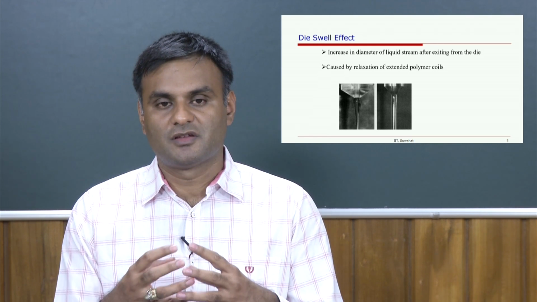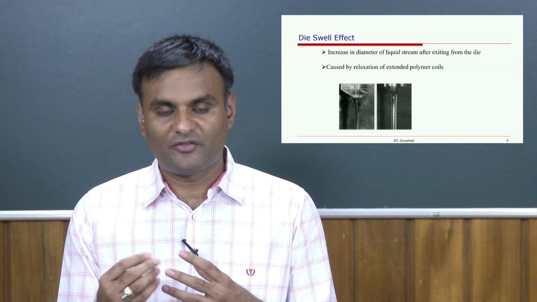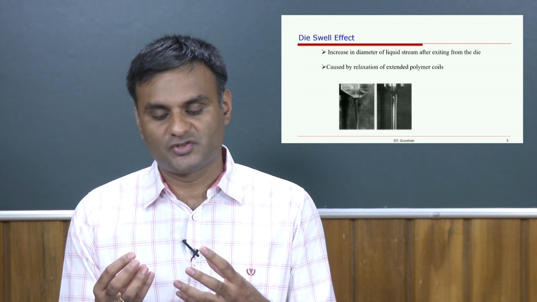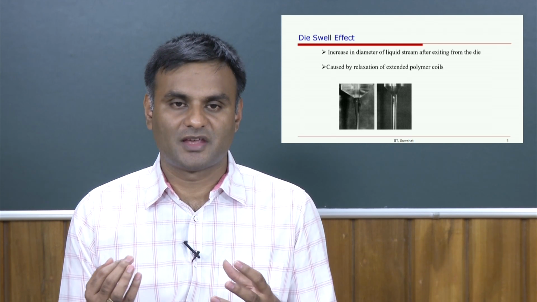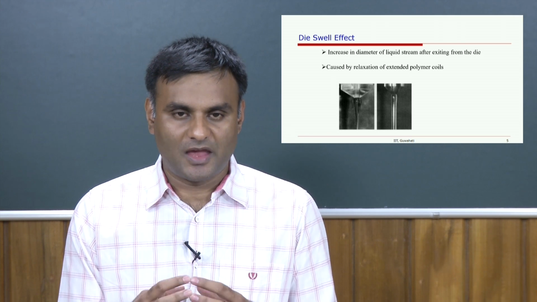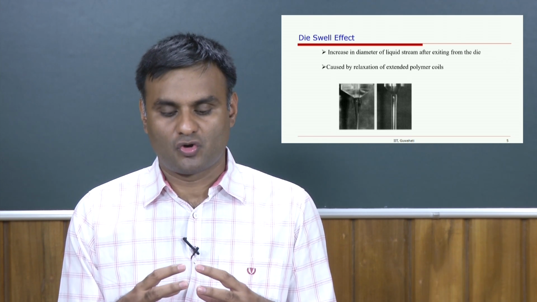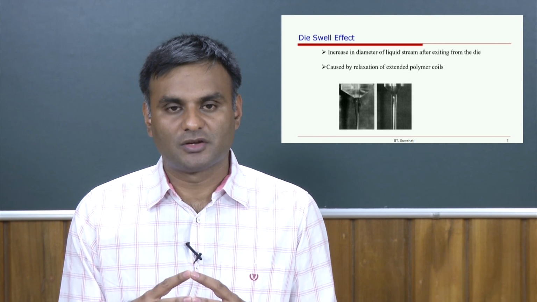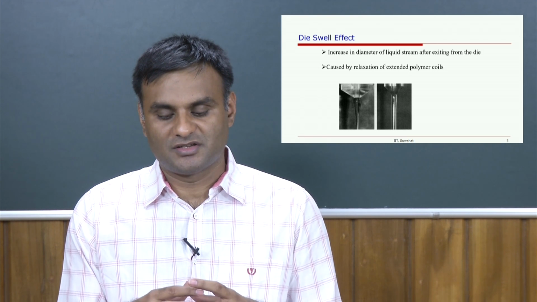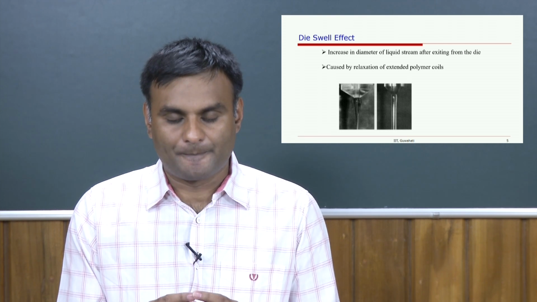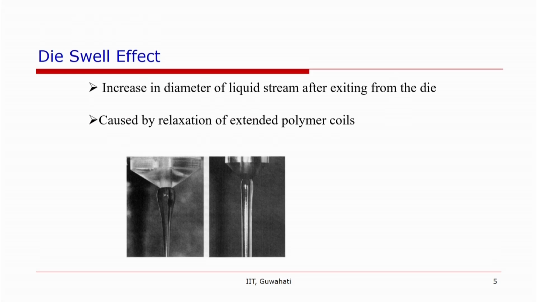This is because there are soft particles suspended, or large molecular chains, in the fluid. Once they come out in the air where the pressure is low, the polymer molecules, the large polymer chains, relax and the volume increases. So the diameter of the fluid jet that is coming out is increased. This effect is known as the die swell effect.